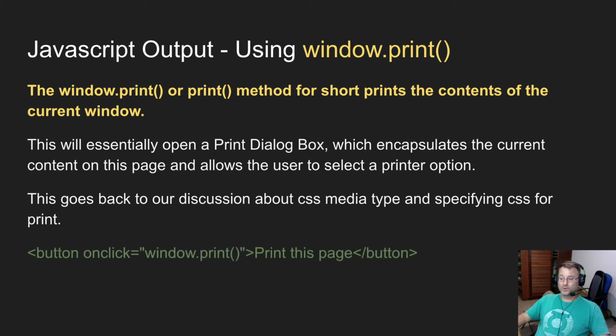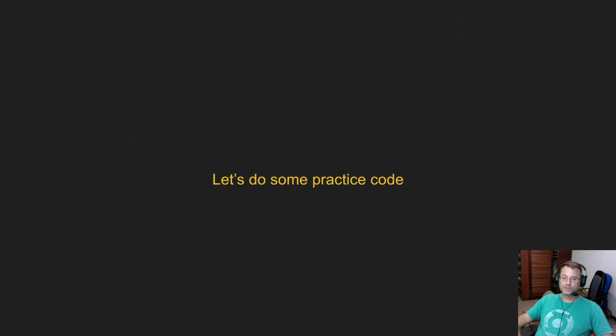All right, so the syntax for this is very easy. Usually you would invoke this with a simple button. You'd say button, on click, print this page. And it'll take the page, all the contents of that page, and it'll throw it up into a dialog for print. Okay, so we're going to do some coding now.